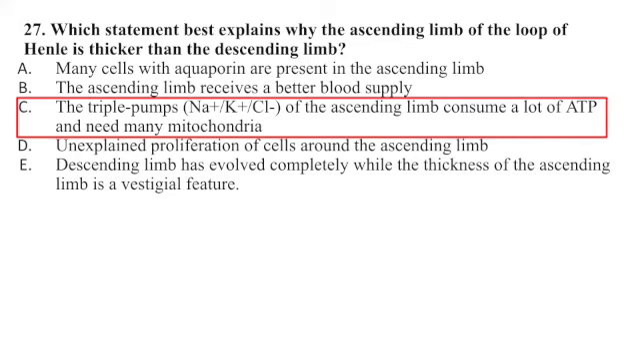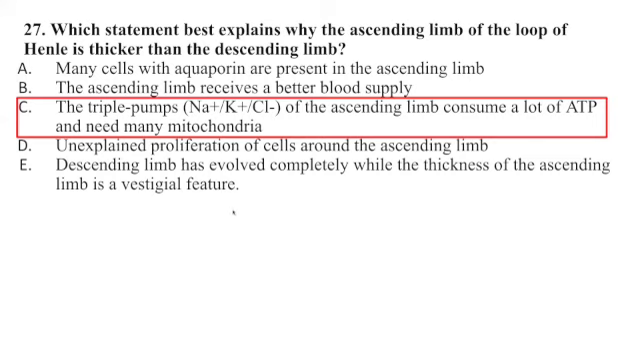And so statement A is incorrect because aquaporins are found in the descending loop, and the ascending loop does not reabsorb water. Statement B is incorrect because both loops of Henle receive the same blood supply from the vasa recta. Statement D is incorrect because unexplained proliferation of cells may indicate a pathological process. And statement E is incorrect because the structure of the loop of Henle is not a vestige. It's an example of an evolutionary process that results in higher survival rates.